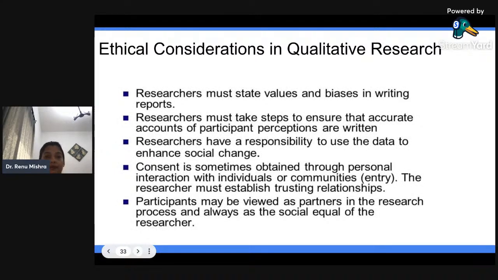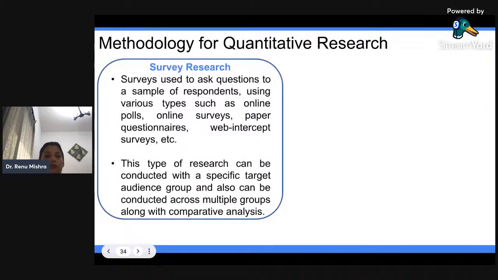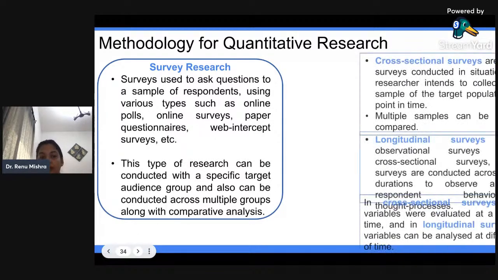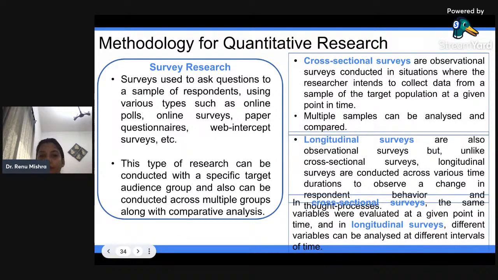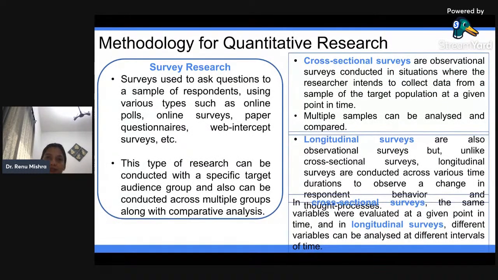All right, now we'll talk about methodology for quantitative research. Till now, we did qualitative research; now we'll be talking about quantitative research. Now, survey research, as I told you, is where you ask questions, probably through online polls or paper questionnaires and so on. So you conduct these surveys on a specific group of respondents. I gave the term for those respondents: that is the sample for your research.